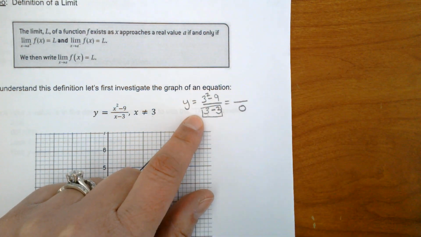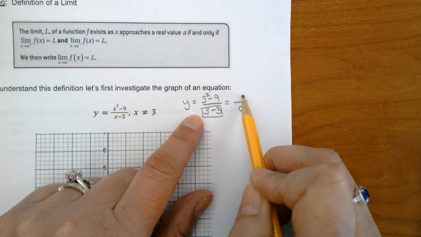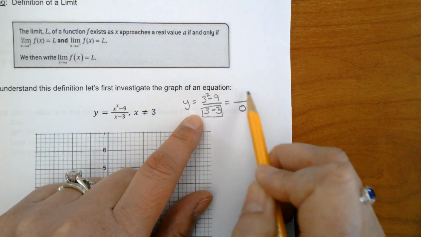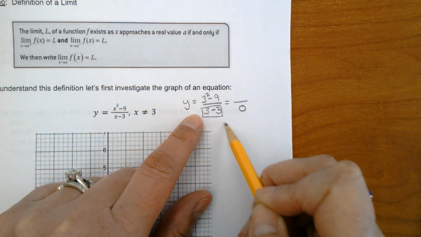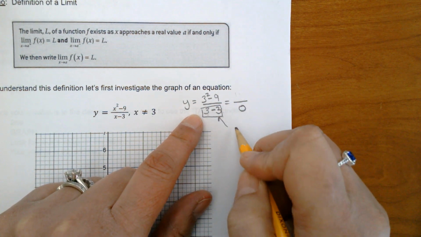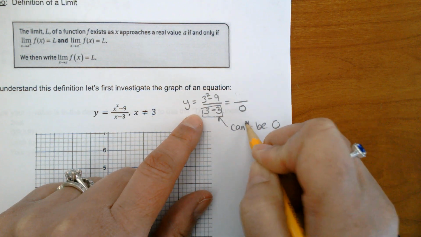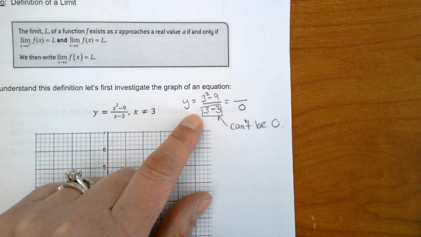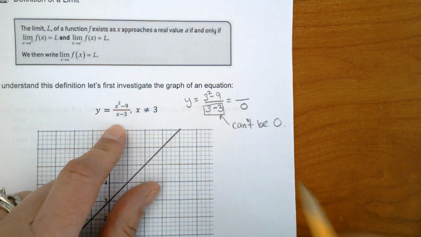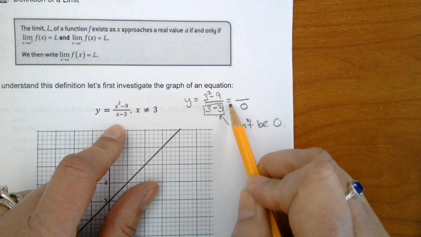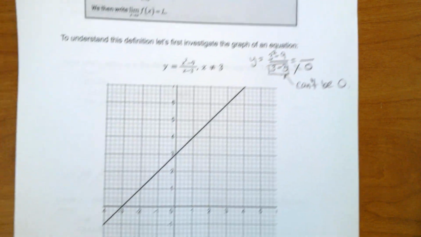So I understand that 3 squared is 9, 9 minus 9 is 0, and the numerator is actually going to be 0, but the denominator cannot be 0. Okay, that's a fact. That's why they're saying x cannot equal 3, because if you put it in, the denominator is going to be 0, and this cannot happen. That's out. Okay, let's look at the graph.